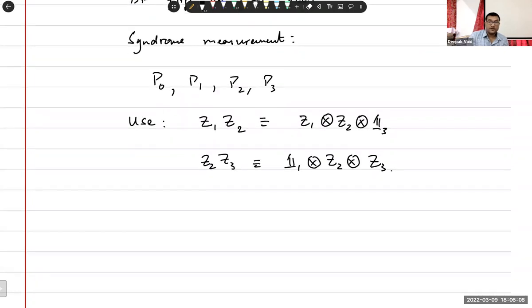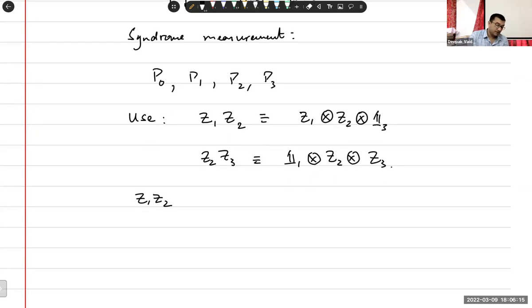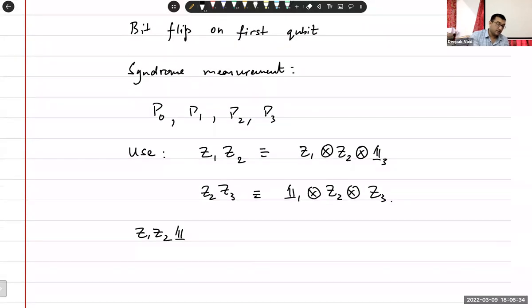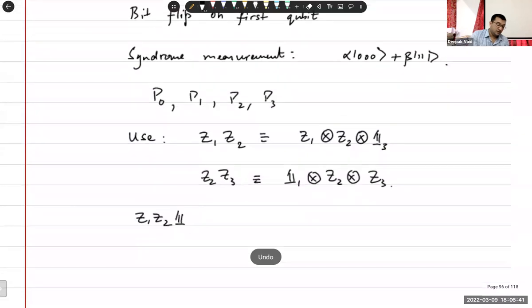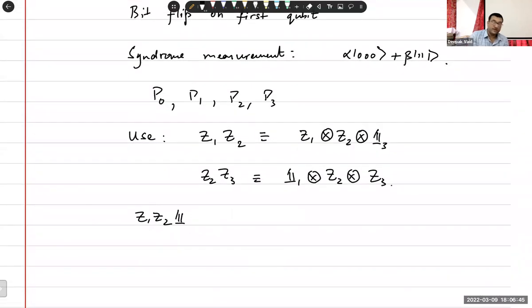Now, if we ask what is the eigenvalue of this observable, Z1, Z2, okay? Just for the sake of clarity, I'll put a 1 at the end, to indicate the fact that this is a 3-qubit operator. And now we are going back, we are talking about our 3-qubit state. So if I ask what is the eigenvalue of this operator, right? What are the possibilities? What are the possible eigenvalues? What is the eigenvalue of the Z operator on a single qubit?